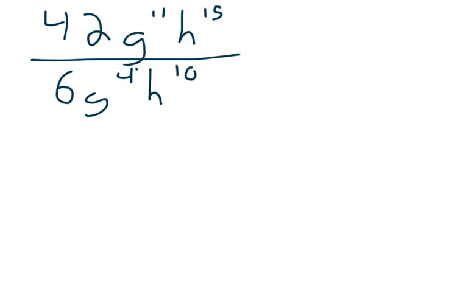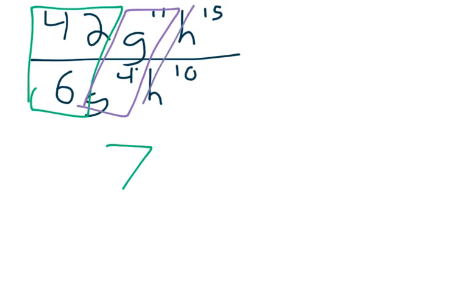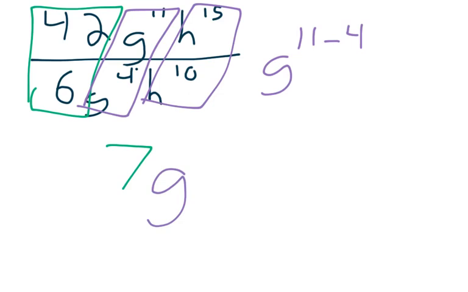Now this one we are dividing. So just like with our other problems, we have 42 divided by 6. So we're just going to divide those like normal. So what is 42 divided by 6? 7. And now our letters that are the same, we can divide those by each other. And when we divide, we subtract exponents. So really it's like g to the 11 minus 4. So what is 11 minus 4?